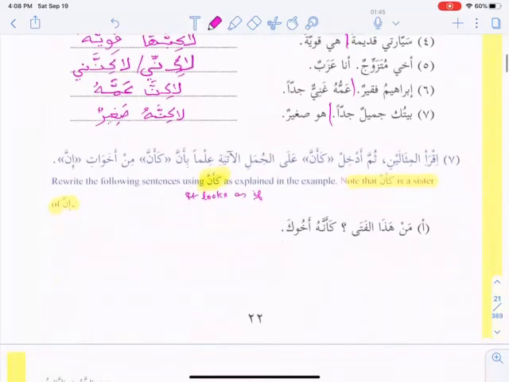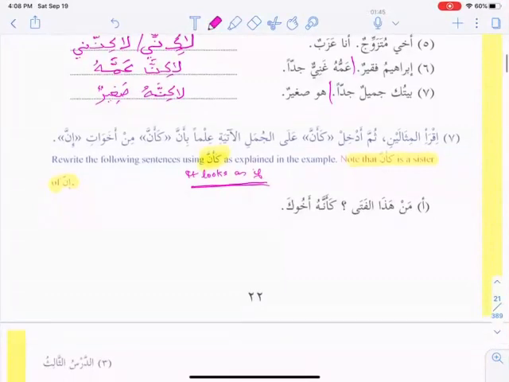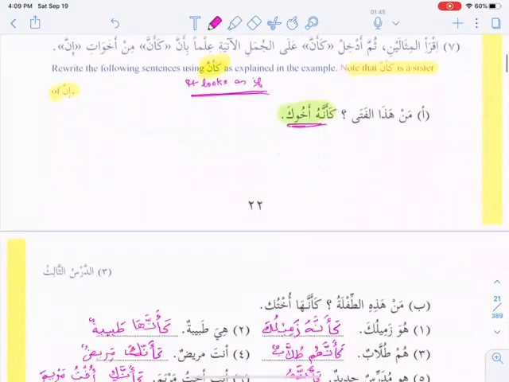Alhamdulillah. Now rewrite the following sentence using kanna as explained in the example. Note that kanna is a sister of inna. What is the meaning of kanna? It looks as if. Man hazal fata kannahu akhuka. Now we have to follow this pattern. Kannahu.